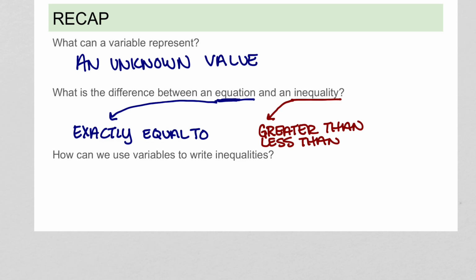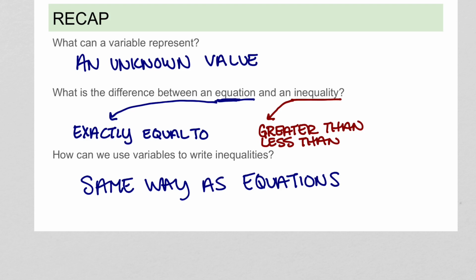And finally, how can we use variables to write inequalities? Well, that's simple. We're going to use them the same way as we did in equations. We're going to use them to represent a value that we don't know. It didn't magically change what a variable does. This just kind of gives it one more tool in its toolbox. It's like, oh no, I don't want to just make it exactly equal to something. I can also help you figure out what's the least number or the greatest number or the minimum amount of this or that, or the maximum of this or that we can do. So equations and inequalities can both use variables in very much the same way.